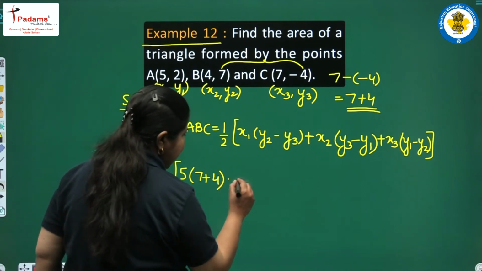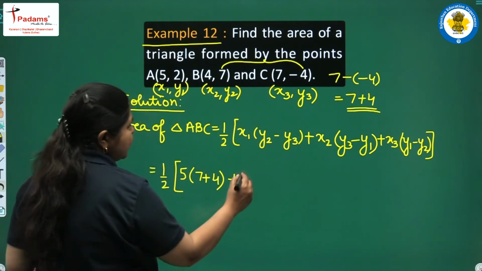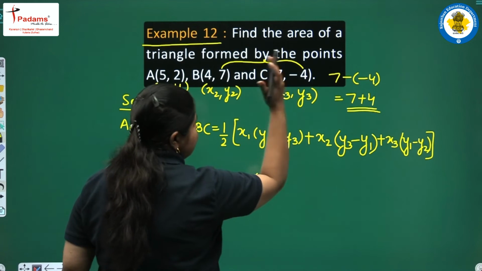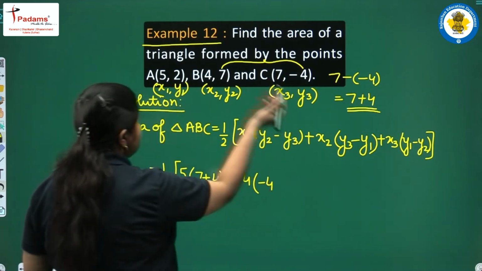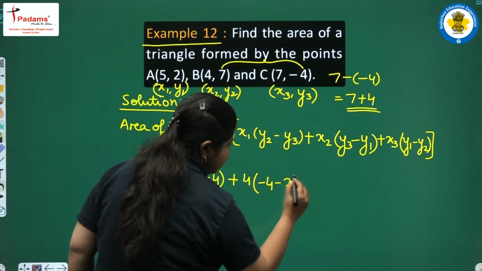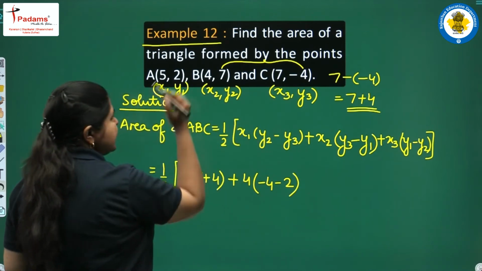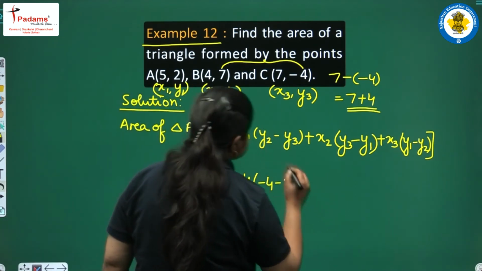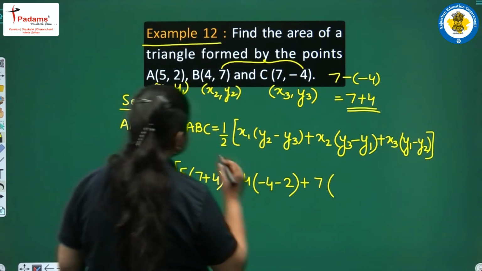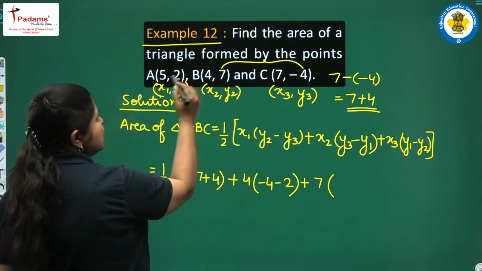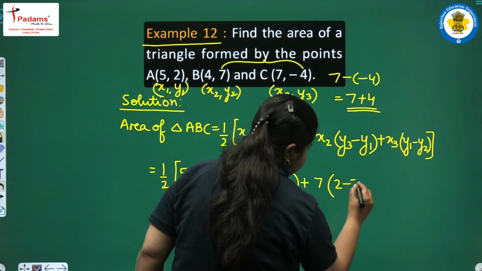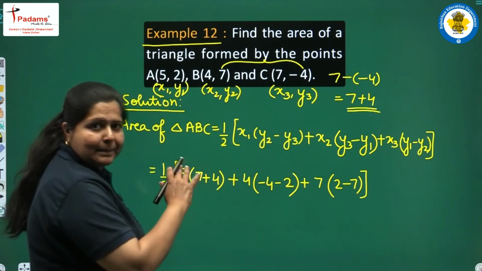Then here we have plus x2, देखिए 4 into y3 which is -4 minus y1 which is 2, so -4 minus 2. Then plus x3 आपका हो गया 7, और यहाँ से लेंगे y1 minus y2, this is 2 minus 7. I hope you are able to apply this formula.